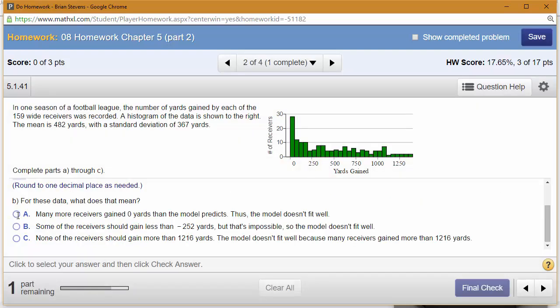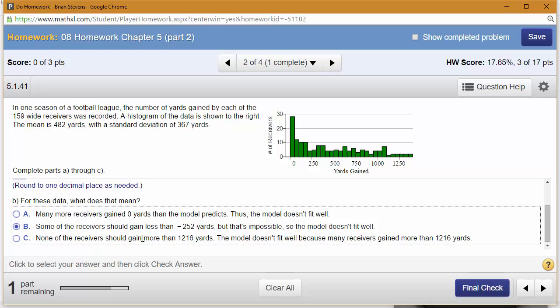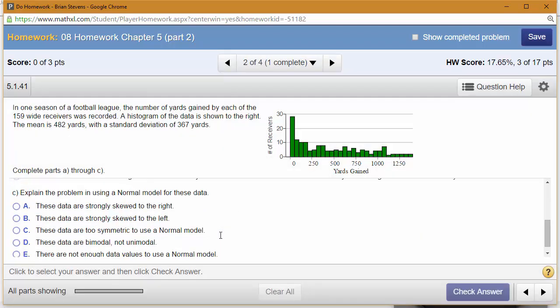From these data, what does this mean? Now, just think about this for a moment. If the mean is 482, and we're going to do some estimations here, let's round that to 500 for the moment. And the standard deviation we'll round to 400. Now, 2 standard deviations would be 800. And that would put us at -300 if we go 2 standard deviations below. What do we see down here that kind of fits that mold? Some receivers would gain less than -252 yards. And that's impossible. You get kicked out of the league way before that. So it doesn't seem like this is a good idea.